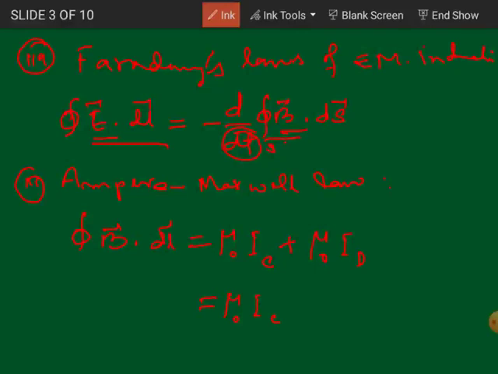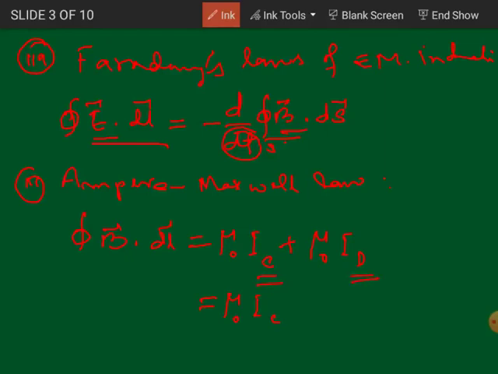Wherever there is a conduction current, displacement current will not be there. Wherever displacement current is there, conduction current will not be there. That means both are one and the same part. If conduction current is there, displacement current will not be there. If displacement current is there, conduction current will not be there.